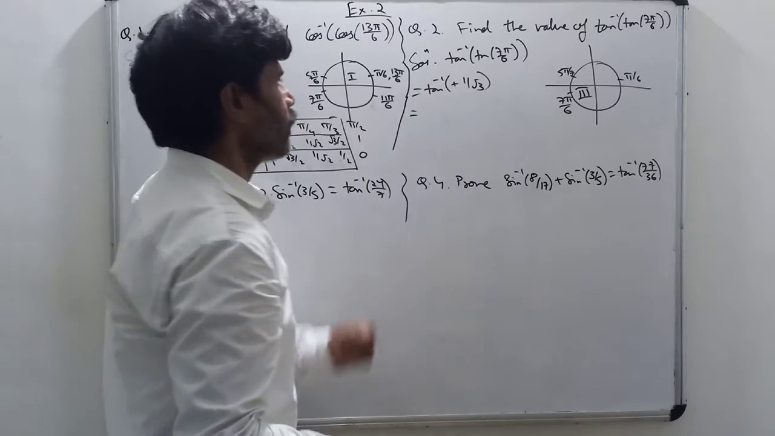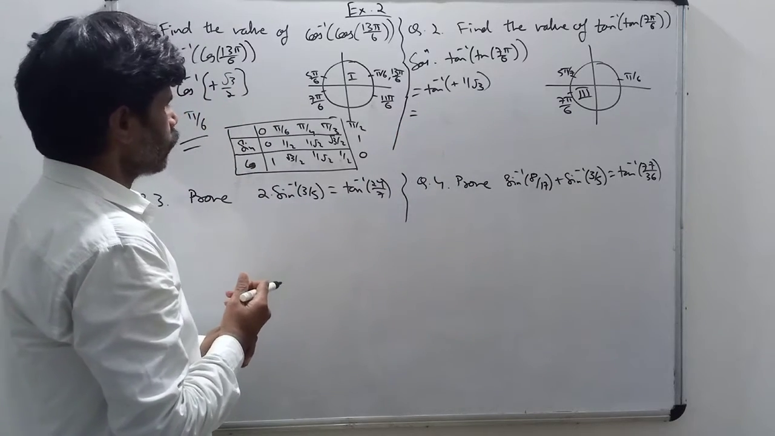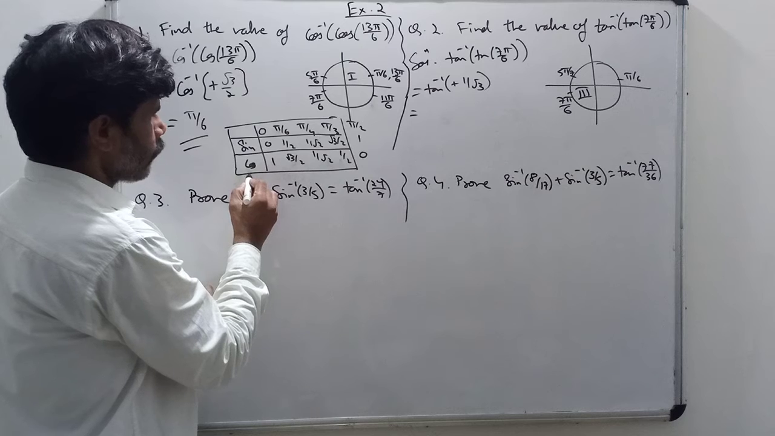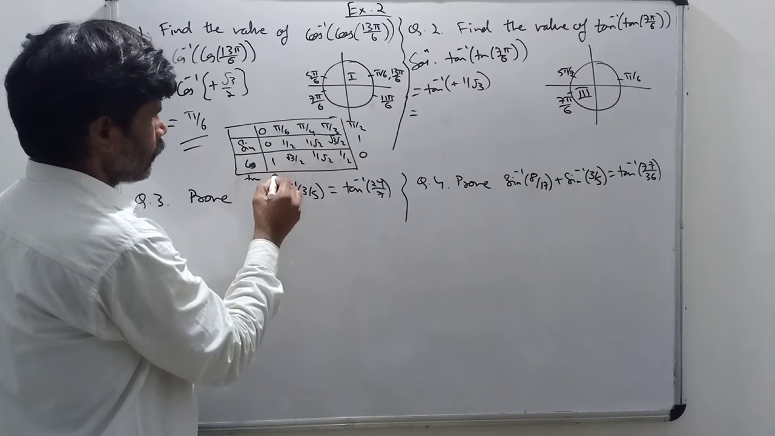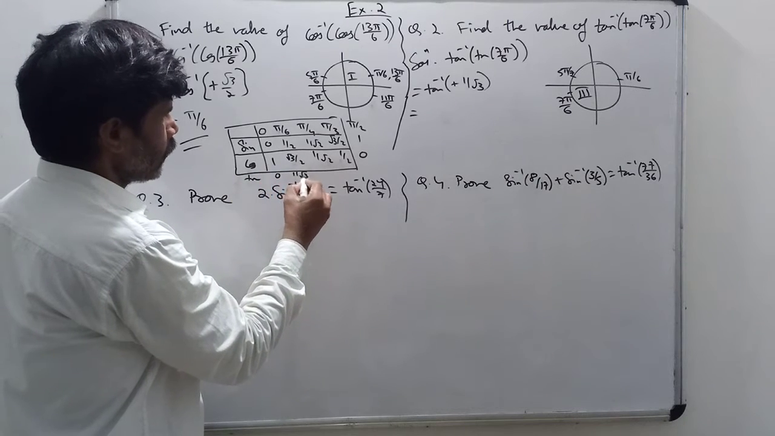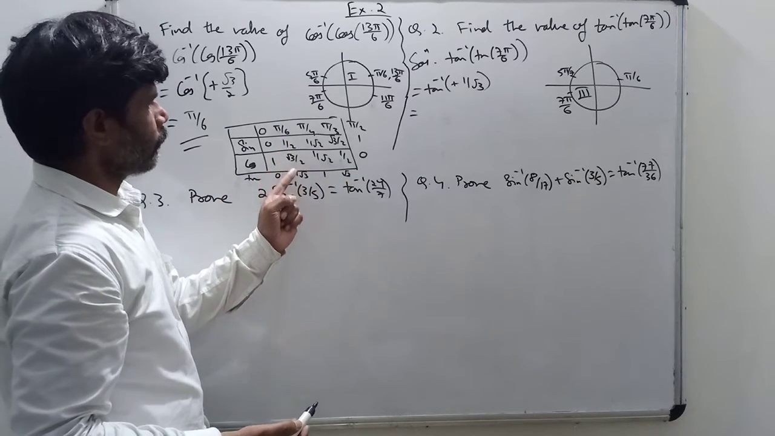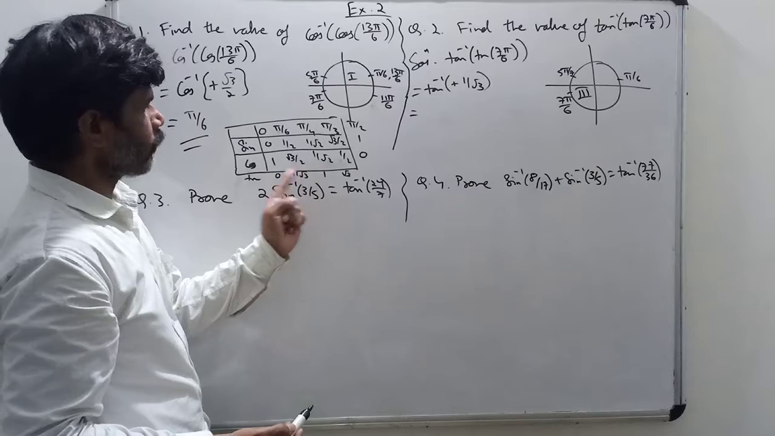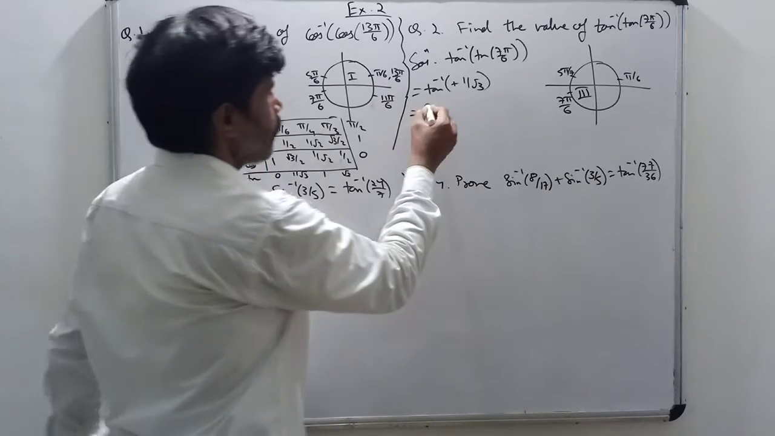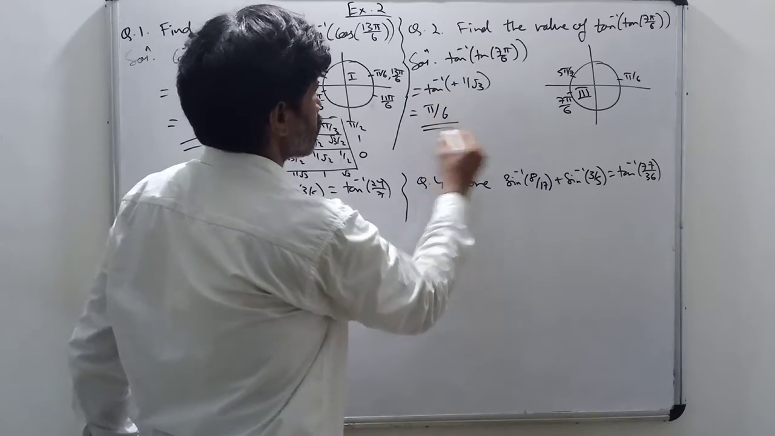Now tan inverse of 1 by root 3. Here in the tan row we will get: here it will be 0, then 1 by root 3, here it will be 1 and here it will be root 3. So tan of what gives 1 by root 3? Tan of pi by 6 gives 1 by root 3. So tan inverse of 1 by root 3 will be pi by 6. So the answer is pi by 6.